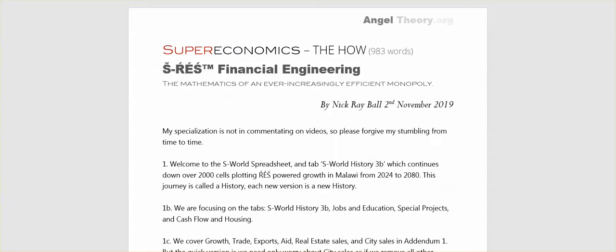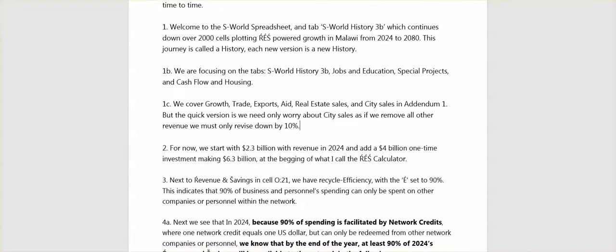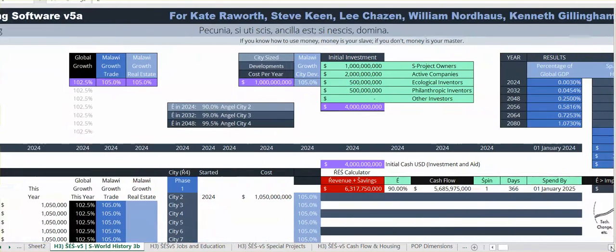Welcome to the S-World spreadsheet and the tab S-World History 3B, which continues down over 2,000 cells plotting REST-powered growth in Malawi from 2024 to 2080. This journey is called a history. Each new version is a history. And we can see, here is that tab.